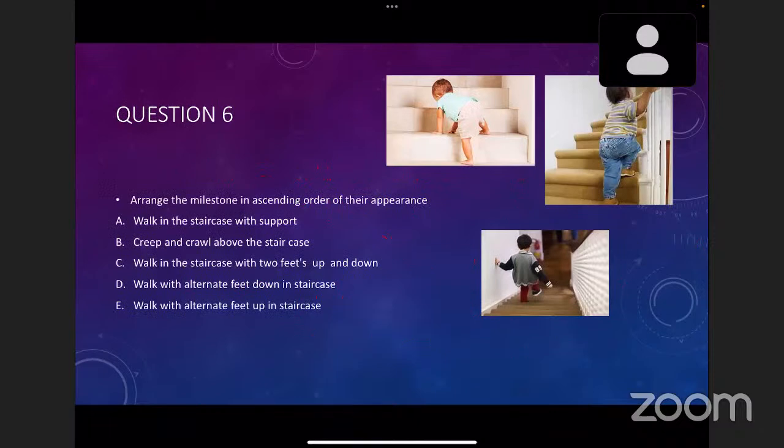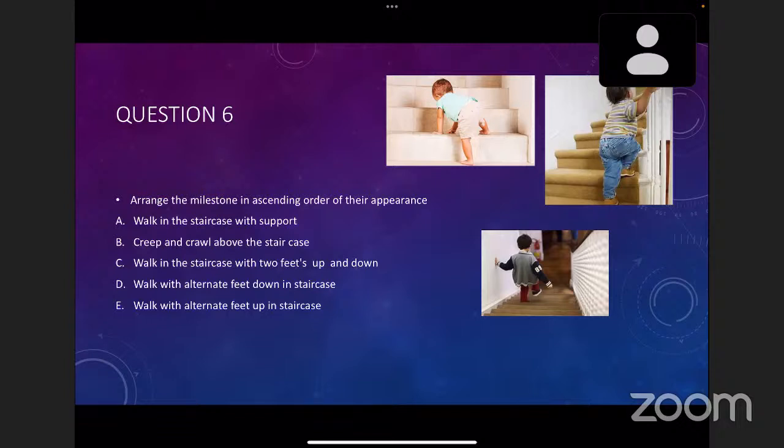Sixth question. Walking with support is acquired by 12 months, and walking without support by 15 months. As the child started walking without support, now the child has another important milestone, to move from above to below, that is, how the child acquires the milestone of moving up and down the staircase.